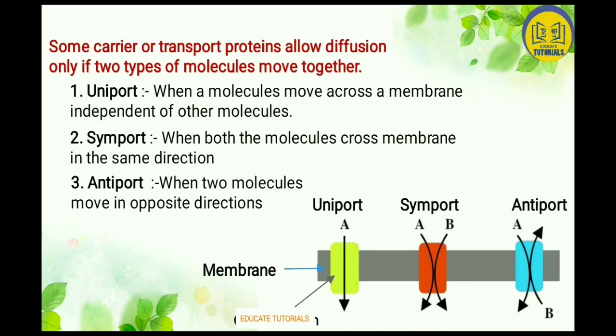So what are the different processes? The first is uniport, when a molecule moves across a membrane independent of other molecules. Uni means one. When the molecules are transported not depending on another molecule, that independent movement is known as uniport. Another one is symport. Sym means the same, so when both molecules cross the membrane in the same direction, that is known as symport.